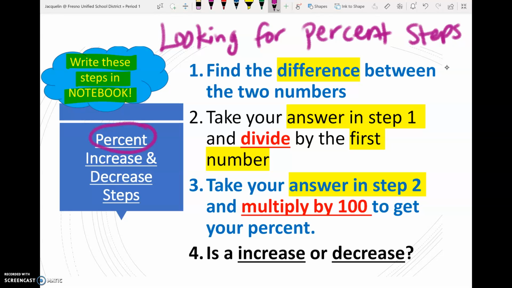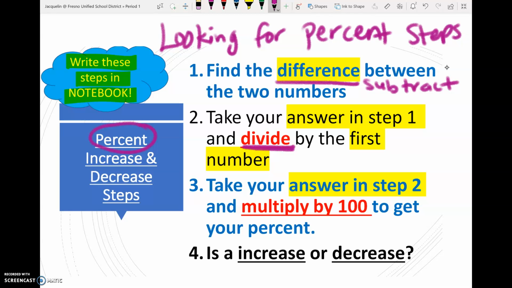First step is you want to find the difference between the two numbers that are given to you. Difference means that it is going to be subtract. Second step is you're going to take your answer in step 1 and divide by the first number. Step 3, you're going to take your answer in step 2 and then multiply by 100 to get your percent. And in step 4, you want to ask yourself, is it a percent increase or is it a decrease?